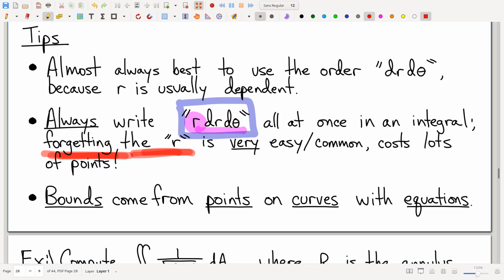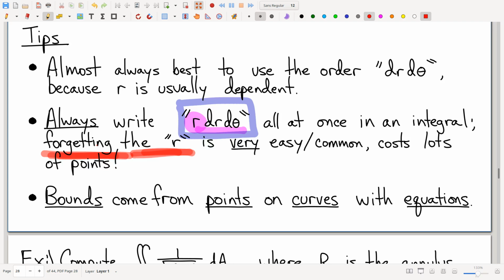This is a big deal because this r is the stretching factor. It's the big multivariable calculus idea of change of variables. It's super important in terms of a valid solution to the problem. This is one of the more sophisticated, mathematically meaningful parts of the solution, so it's worth a lot of points.